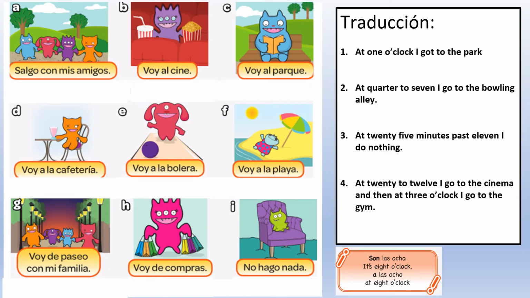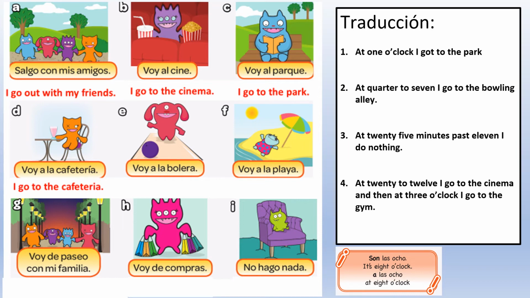We introduced a lot of new vocab in that last activity, but how much of it do we know already? Well, I imagine you can work out what most of them mean, but let's just go through it now quickly. I suggest you repeat after me to practice your pronunciation. Salgo con mis amigos. I go out with my friends. Voy al cine. I go to the cinema. Voy al parque. I go to the park. Voy a la cafeteria. I go to the cafeteria. Or I go to the cafe.